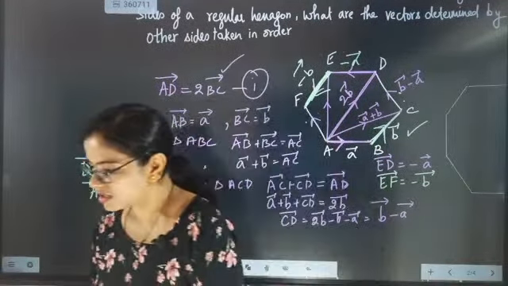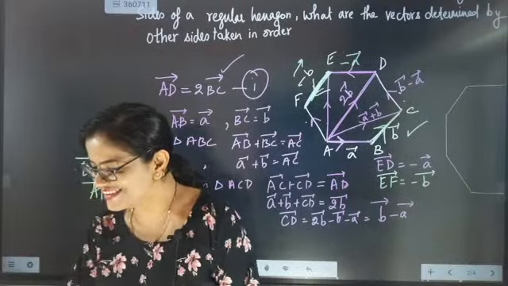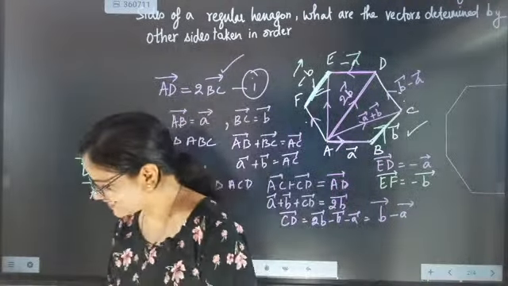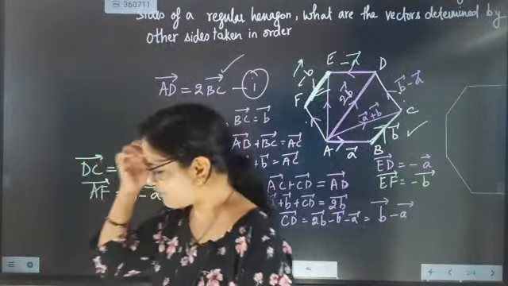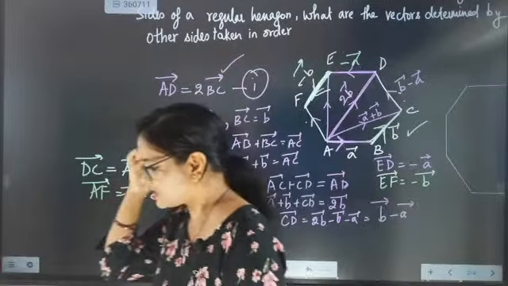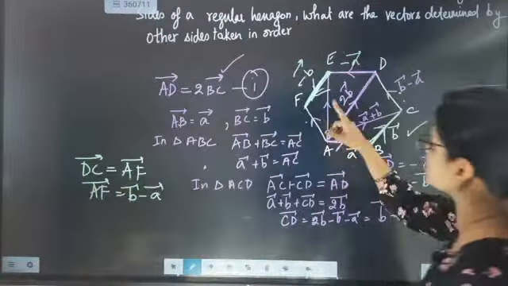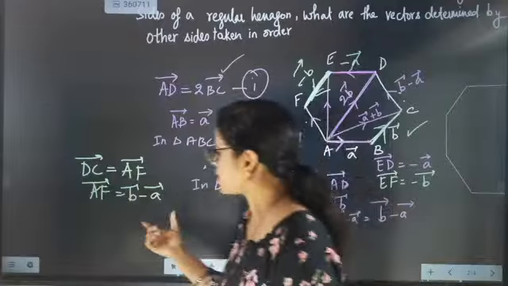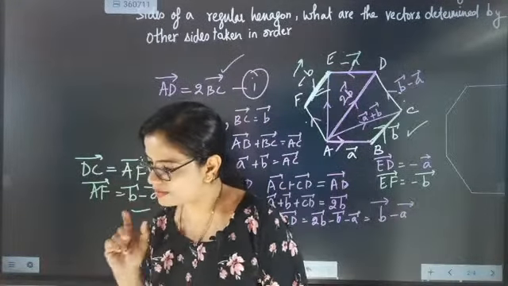They are parallel. So A vector minus FA vector, AF vector. I'm just taking the arrows. I just took the arrow up. So I'm getting B vector minus A vector.